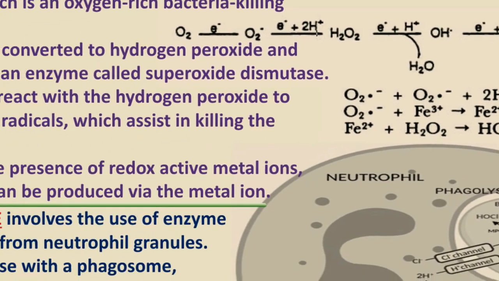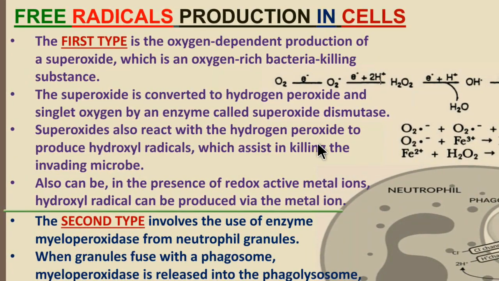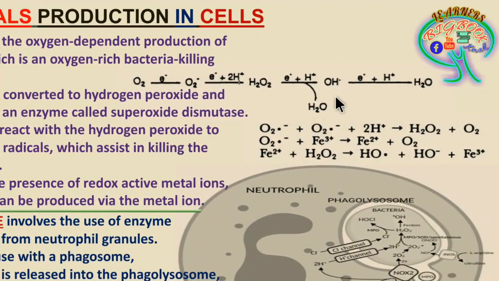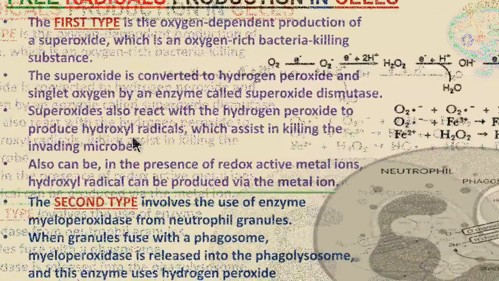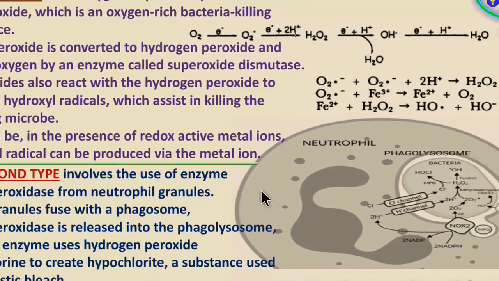Now when you consider again, the superoxide also reacts with hydrogen peroxide to produce hydroxyl radicals, which assist in the killing of the invading microbe. So here the superoxide has formed the hydroxyl radicals, and further, this can also happen in the presence of redox active metal ions. Hydroxyl radical can be produced via the metal ion.